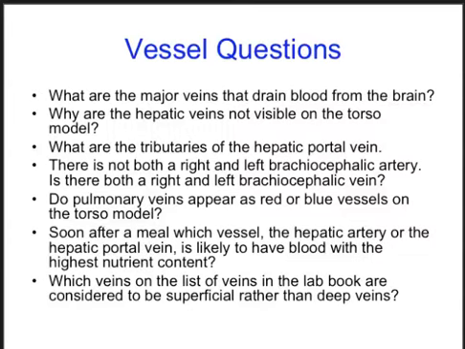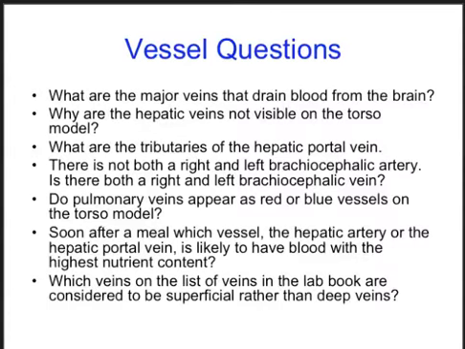What are the tributaries of the hepatic portal vein? Those are the superior mesenteric and the splenic veins. Next question. There is not both a right and left brachiocephalic artery. Is there both a right and left brachiocephalic vein? And the answer is yes. The next question. Do pulmonary veins appear as red or blue vessels on the torso model? They appear as red. Remember that they're bringing oxygenated blood back from the lungs to the heart.